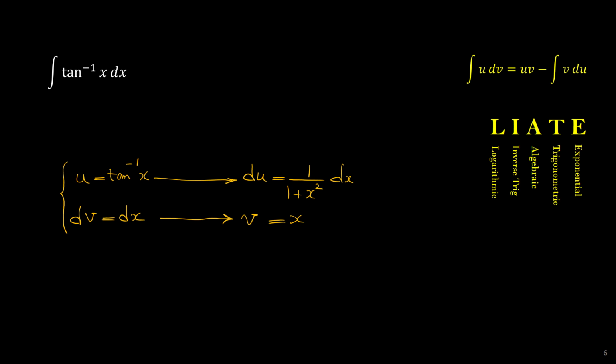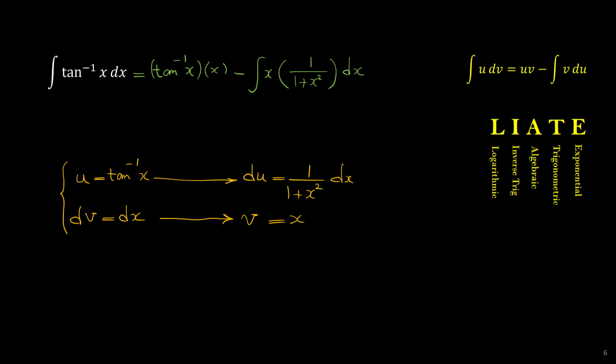Now we can use the integration by parts formula to find this integral. So the integral of tangent inverse of x dx is equal to u times v. u is tangent inverse of x times v, which is x. So tangent inverse of x times x minus the integral of v, which is x, times du, 1 over 1 plus x squared dx. So x times 1 over 1 plus x squared dx.